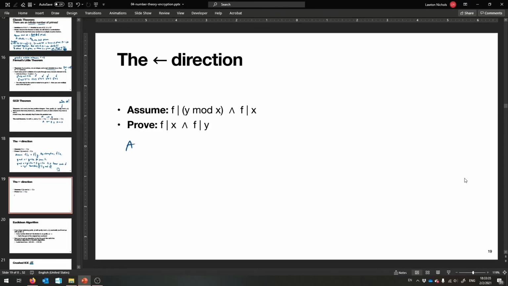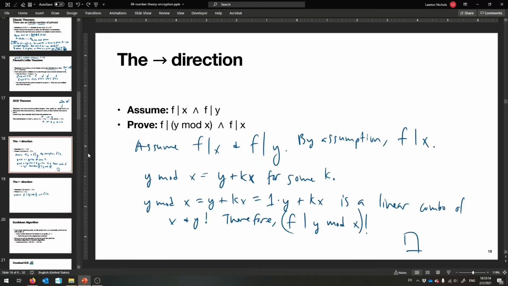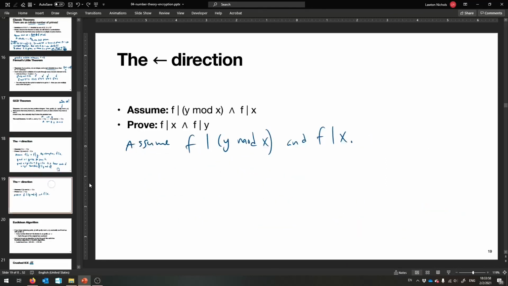So assume f divides y mod x and f divides x. Let's use that definition from last time again. Well, y mod x, that must be y plus kx for some k.